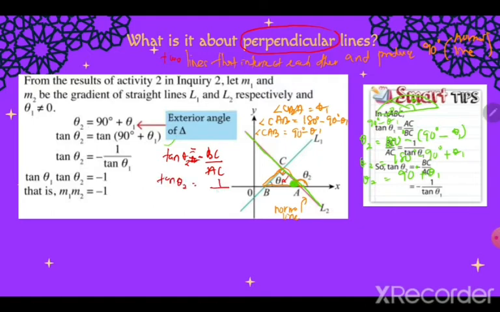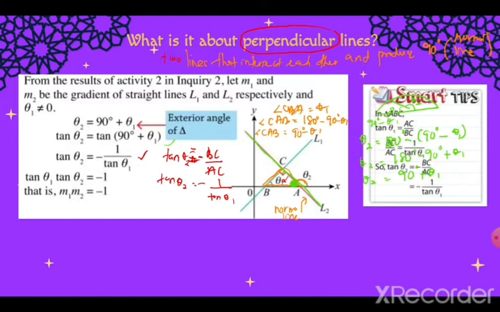It's actually 1 over tangent theta 1. So this is negative. Why negative? Because tangent in quadrant 2 is negative. Okay, so that is why we have this one. Tangent theta 2 is equal to negative 1 over tangent theta 1. So from here we can say that tangent theta 1 times tangent theta 2 is equal to negative 1. Thus, since tangent theta 1 represents the gradient of line 1, so m1, and tangent theta 2 represents the gradient of line 2, so m2, m1 times m2 is equal to negative 1.